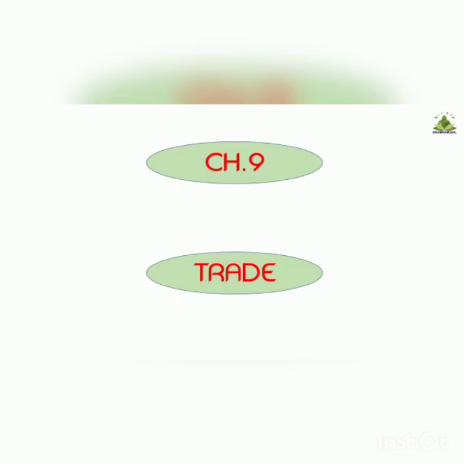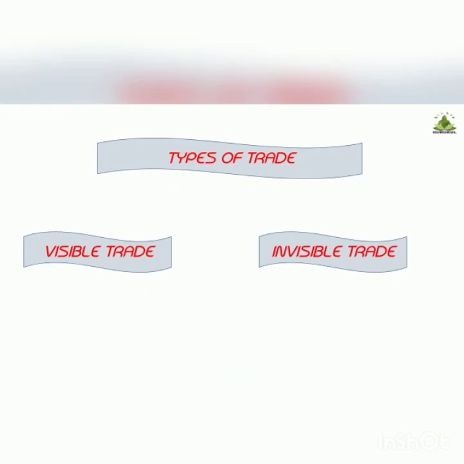So, we have seen, children, in the last video, we have started up with Geography Chapter 9, that is Trade. In the last video, we have discussed about types of trade. In that, we have seen visible trade and invisible trade. Buying and selling of goods is called visible trade, which we can see. And exchange of services is called invisible trade.